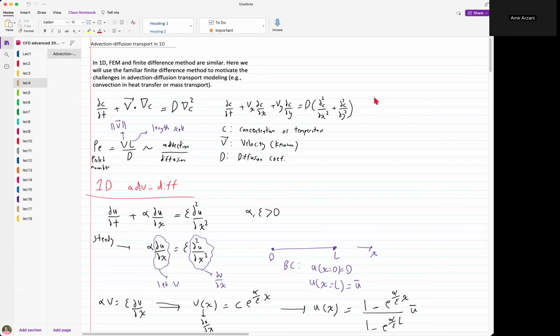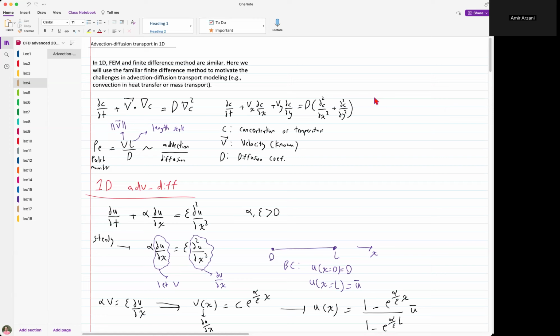Hi, in this lecture, we will start talking about equations that are more relevant to the fluid dynamics problems. Specifically, we're going to start with the advection-diffusion equation, and we're going to talk about the challenges that arise once we go to these types of convective transport problems that are everywhere in fluid mechanics. First, we're going to start with 1D, and then we'll move to multi-dimensions in next lectures.